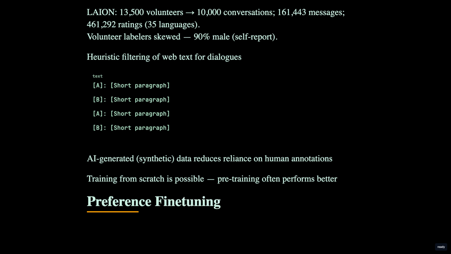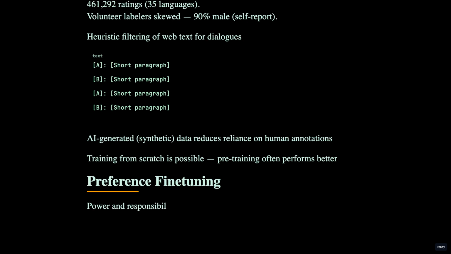Now we'll introduce preference fine-tuning, a technique that adjusts a model using human preferences or feedback rather than only supervised labels. We'll outline what it does, why it's useful, and the high-level workflow you'll see next. Powerful models can enable great achievements and also enable serious harm.